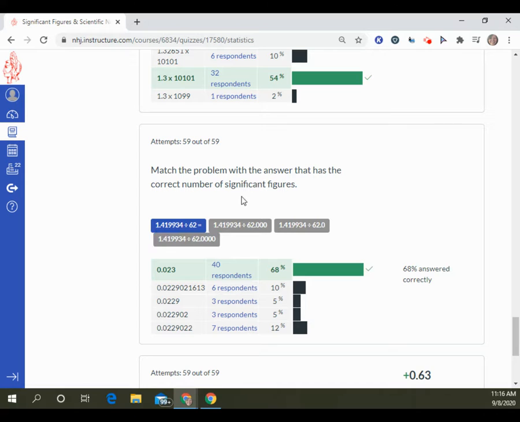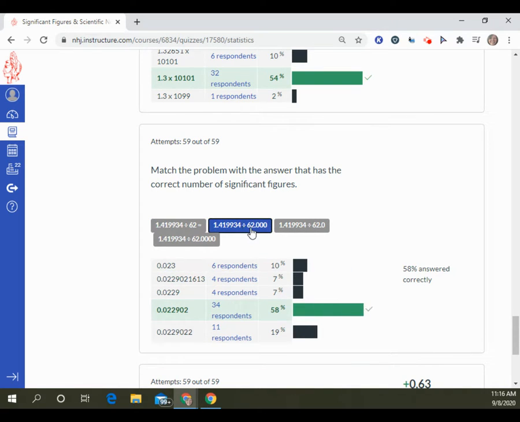All right, match the problem with the answer that has, here's another. Look at these problems. It's all the same problem. So you had to count significant digits every time. So if we look at this one, multiplication and division says that you have to have the least total number of significant digits in your answer, as in your problem. So this one here, I need to have the one that has 2 significant digits, because this has a whole bunch, but the second number, 62, is just 2 significant digits. So I need 0.023.